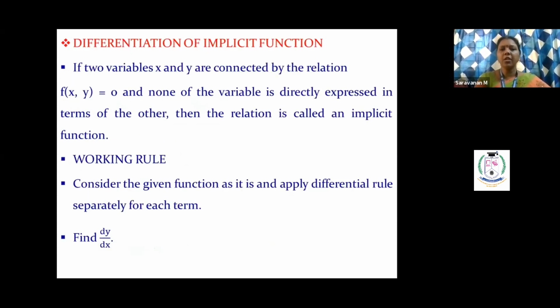Now differentiation of implicit function. So now we are going to differentiate implicit function. So first of all we must know what is implicit function. Implicit function means if x and y are connected by the relation f of xy is equal to 0. And if we cannot express one variable in terms of the other directly, if we cannot express one variable in terms of the other variable directly, then that function is called implicit function.